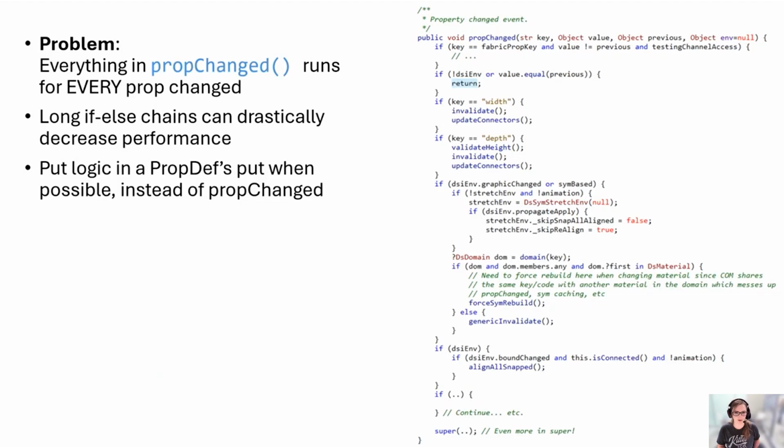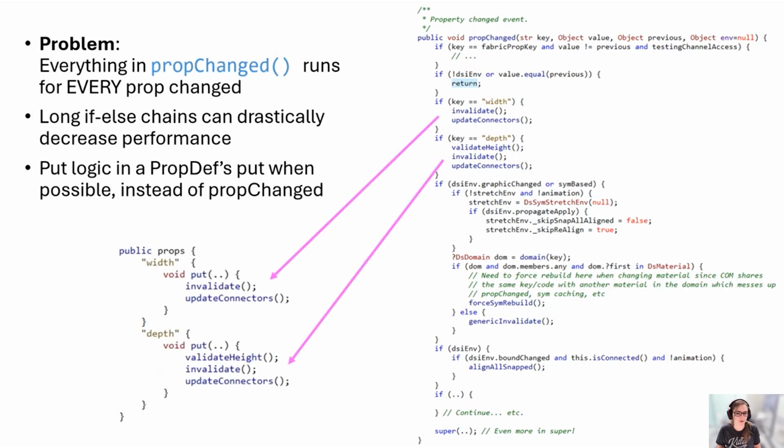I have an example of a long-ish propChanged, definitely not the longest I have ever seen. This is more of an average propChanged from all the extensions I have worked on. Instead of doing this, you can see 2 of the keys right here. If your key is width, invalidate, update connectors, and if it's depth, also validate height. So both of those could instead be moved to reaction code for the actual PropDefs themselves.